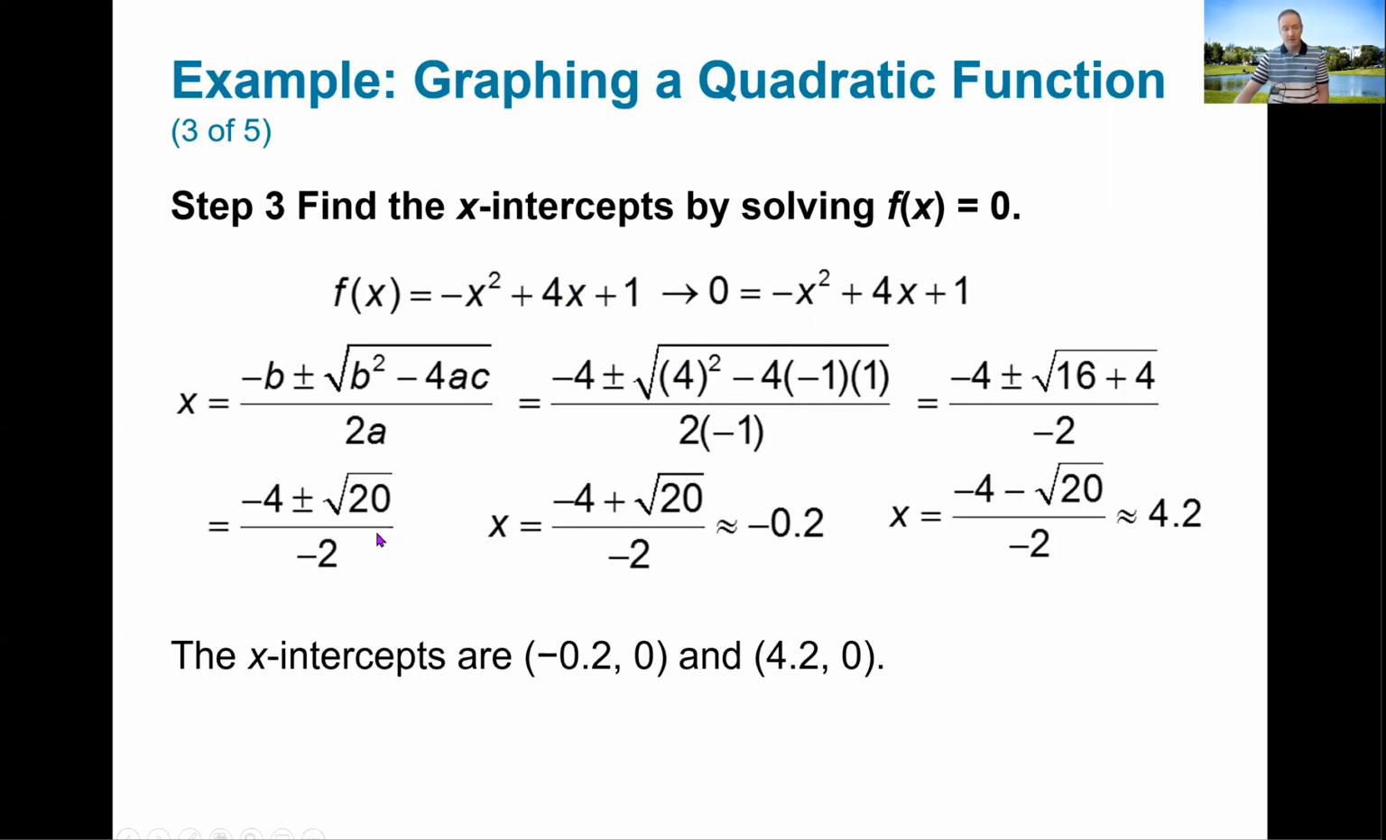That needs to be simplified. That square root of 20 has a perfect square factor of 4. I could break it into the square root of 4 times the square root of 5.